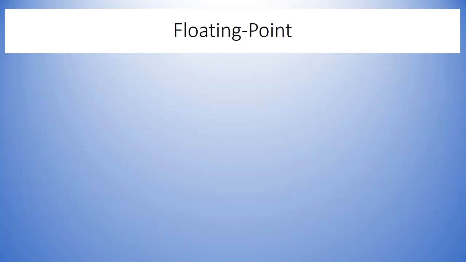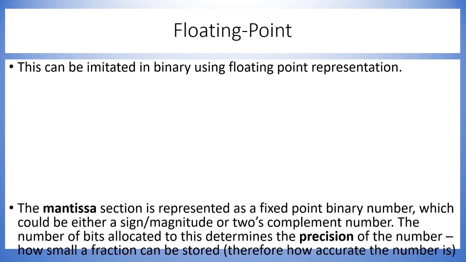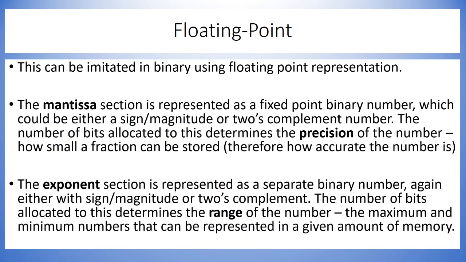So let's have a look. This can be imitated using binary floating point representation. You get the mantissa, which is represented as a fixed point binary number, could be sign of magnitude or 2's complement. The number of bits allocated to this determines the precision of the number, so how small a fraction can be stored and how accurate the number is.